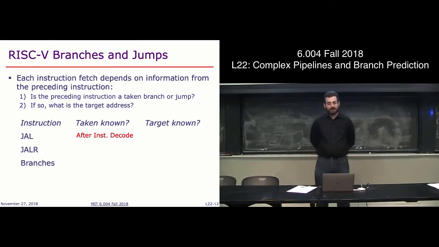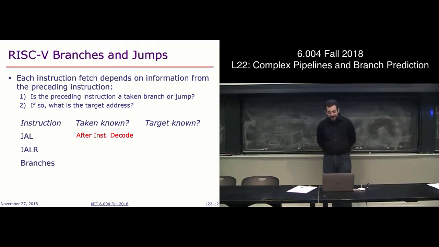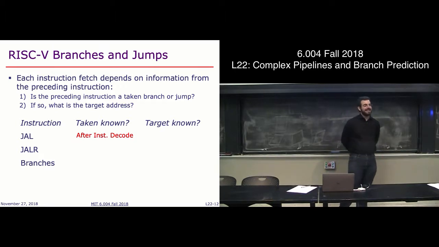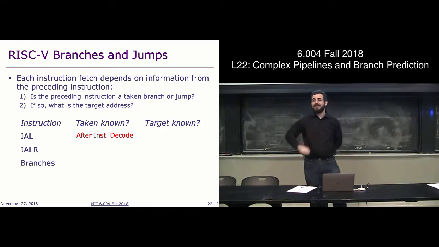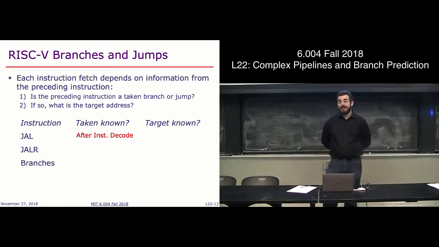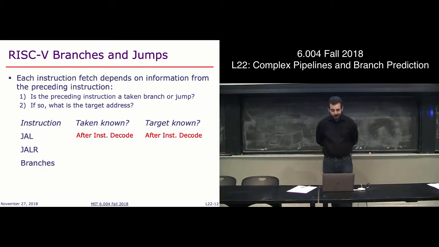Once you fetch the instruction, you can take a look and say, yep, this is a jump and link. That's the opcode. So I know that I'm going to have to redirect the PC. When do you know the target? When do you know what the next PC is? After you've accessed the register file? Almost. If this was a jump and link register, then yes. But this is a jump and link, and so the next PC comes from the PC plus the immediate. So, I guess decode? Yeah. As early as decode, you can stick an adder in there and compute the next PC. So, jump and link is sort of the best case.